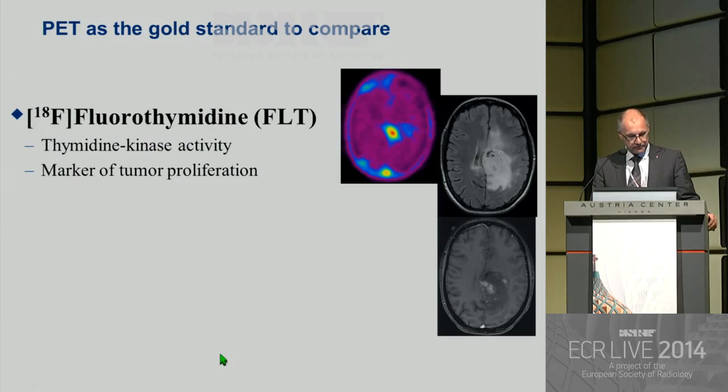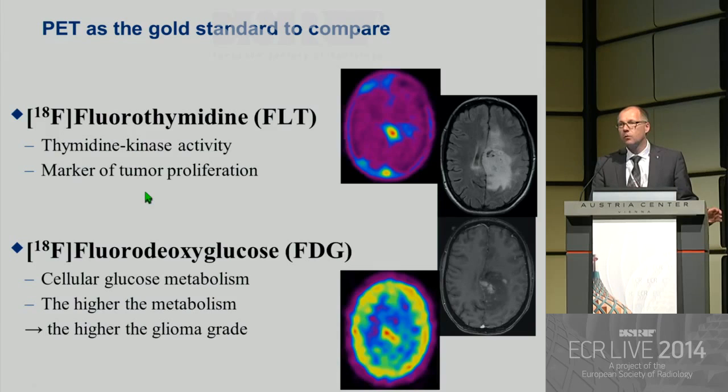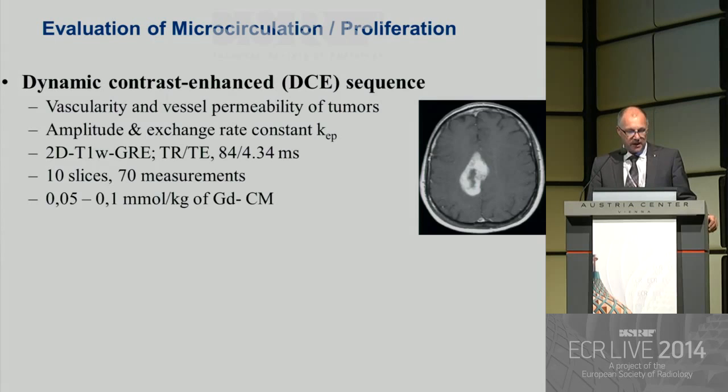In the past, we made most of those decisions based on PET imaging. We used FLT PET, for example, to look at the thymidine kinase activity, which was a marker for tumor proliferation, or we looked at FDG: the higher the metabolism, for example, the more malignant the tumor is. But we do have perfusion methods that provide similar, though not identical, information, and of course not as quantitative. Those are dynamic contrast enhanced imaging, where we can assess the vascularity and the vessel permeability of tumors. We look at amplitude and exchange rate constants.